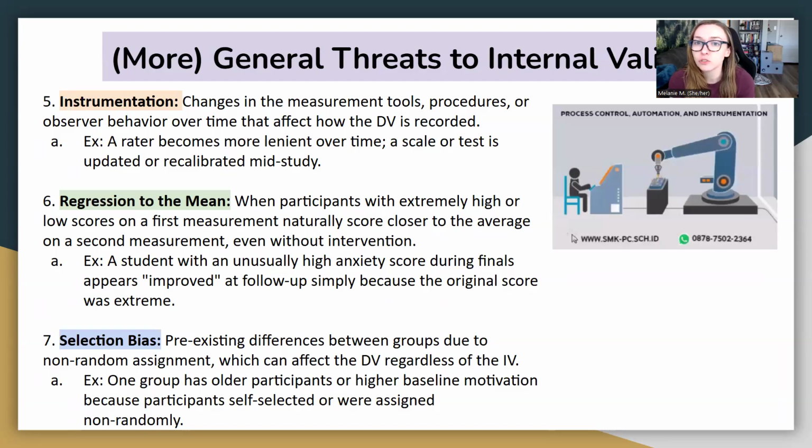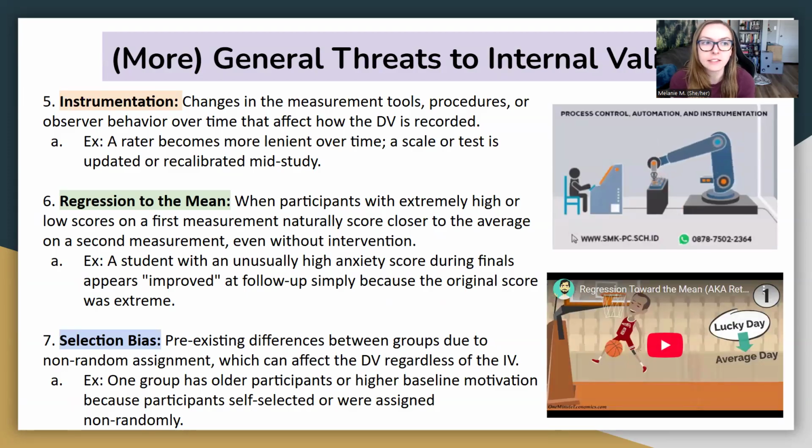All right, so we have a few more general threats to internal validity. So this top one is instrumentation. So this is changes to the measurement tool, procedure, or observed behavior over time that affects how the dependent variable is recorded. So an example here is the rater might be more lenient over time. Maybe I have a researcher who is coming in and watching children perform some sort of play task, and we're doing some sort of research around play.